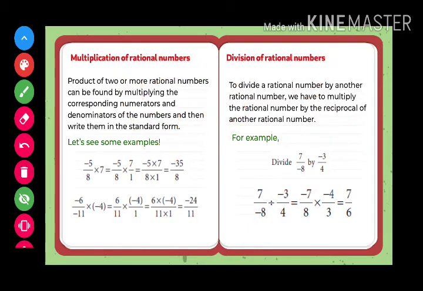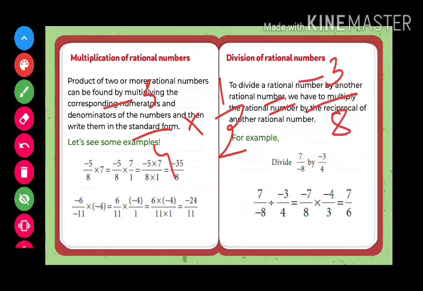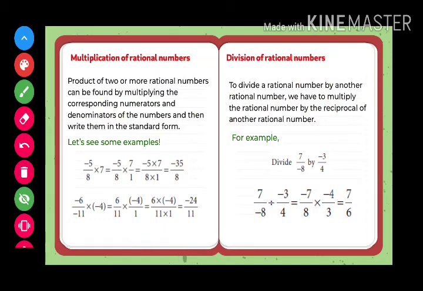When they are given, let's say, minus 3 by 4 into 1 by 2, you just multiply the numerators and the denominators, which will be minus 3 by 4 into 2 is 8. Okay, whenever two rational numbers are given, you have to multiply the corresponding numerators and denominators both. Okay, division of rational numbers.